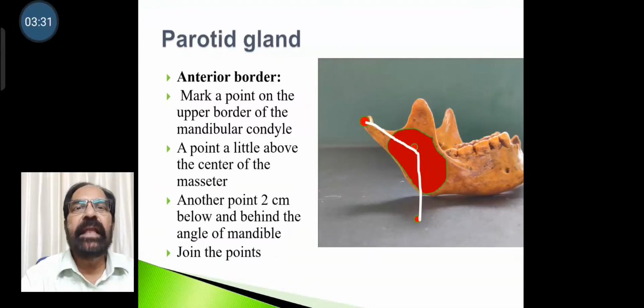Then we go to parotid gland. First we will draw the anterior border. Mark a point on the upper border of mandibular condyle. A point a little above the center of masseter. Another point 2 centimeters below and behind angle of mandible. Join the points. This represents anterior border.